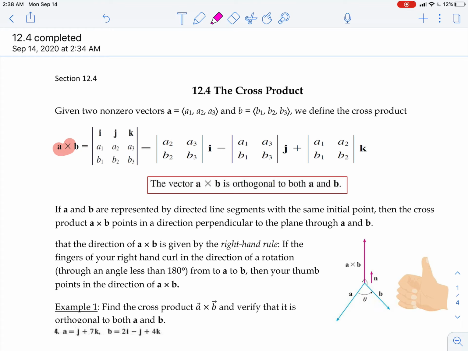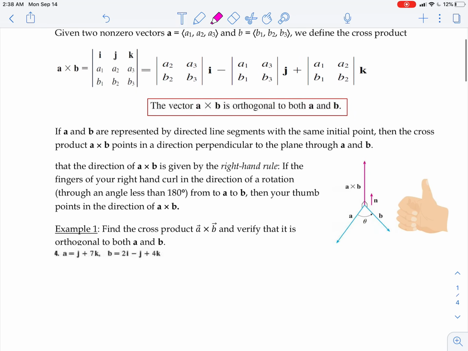If you don't remember what the determinant is, it's basically just the difference of the cross products of our matrices that are part of each component. And so it should not be too difficult as we go through this. So let's talk a little bit more about what we're going to get when we multiply these two vectors.